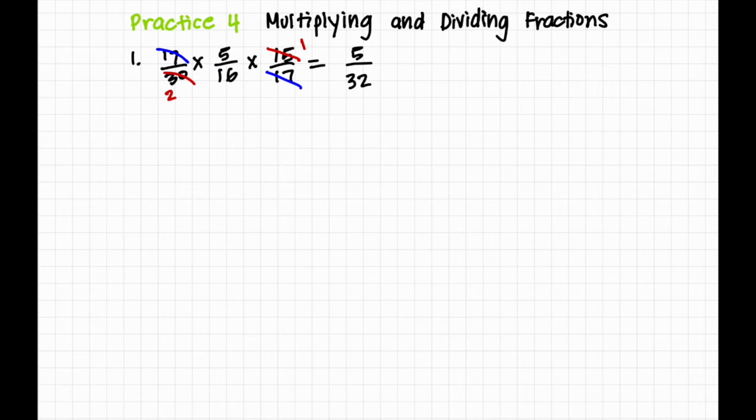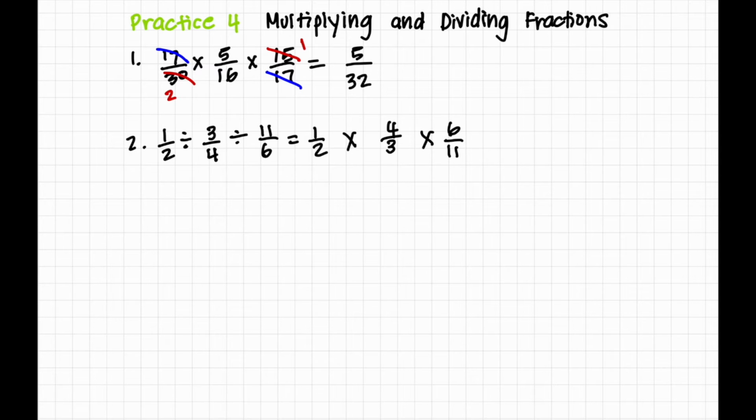That's our first answer. The second question that I have is 1/2 divided by 3/4 divided by 11/6. What would you do here? First I would flip over the 3 over 4 and 11 over 6 to become 4 over 3 and 6 over 11, and then multiply them all. And then we could cross things out.